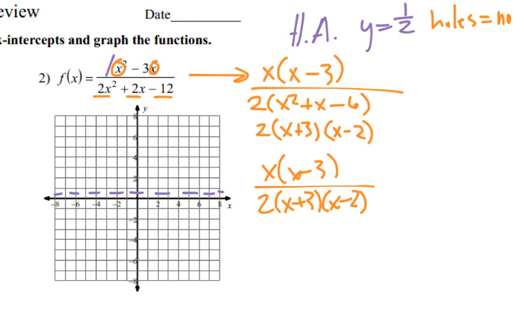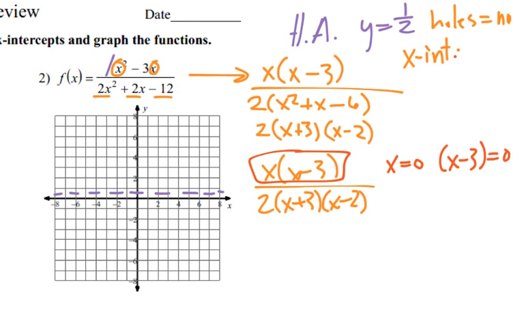We can take a look at our x-intercepts. So we take the top and set the factors equal to 0 separately. So x equals 0 and x minus 3 equals 0. Add 3 to both sides. We get x equals 0 and x equals 3. So at 0 and 3 we have our x-intercepts.